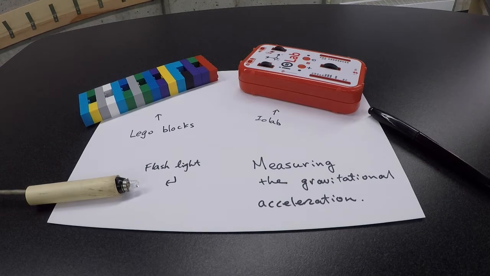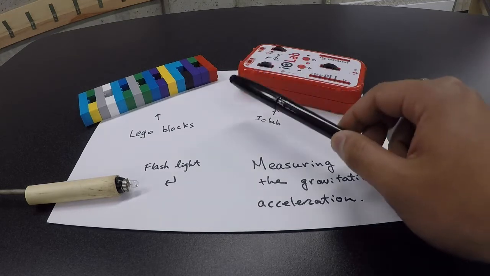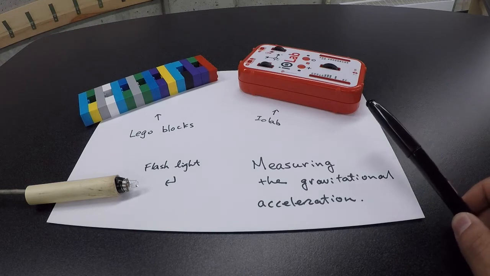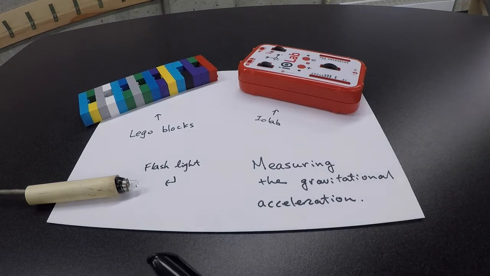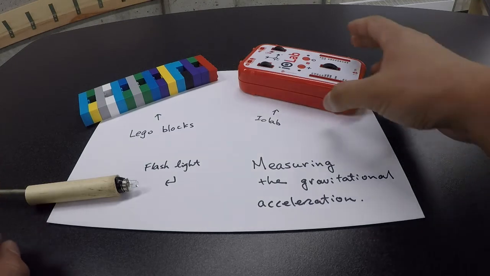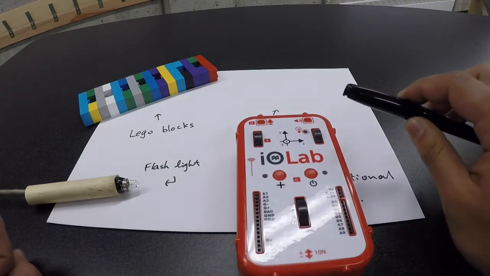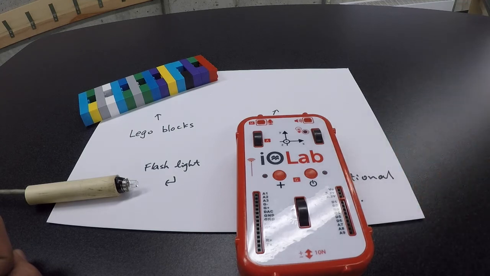In this lab, we will measure the gravitational acceleration g by letting an object fall freely under the force of gravity. The things we need are very simple. We first need some Lego blocks, then we need the IO lab, and finally we will need a flashlight. The idea is to shine the flashlight to the light sensor located on the IO lab, which is essentially here, and we will let the Lego blocks fall between the light and the IO lab.